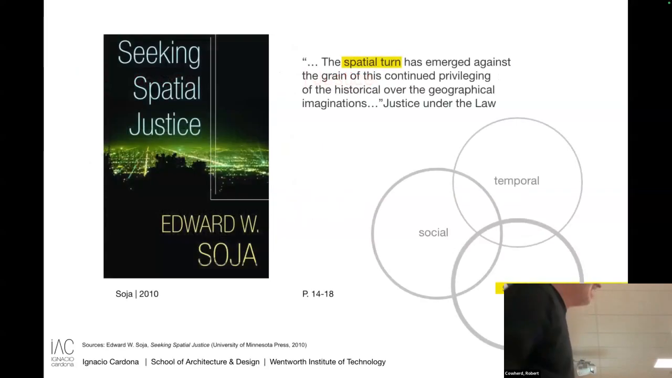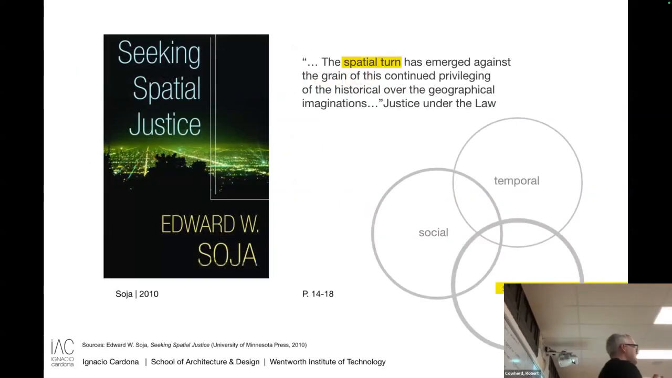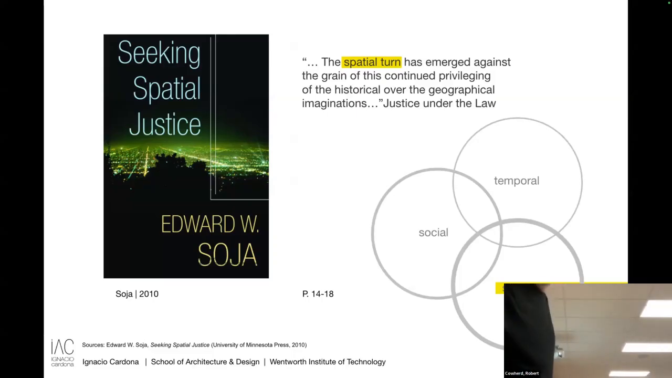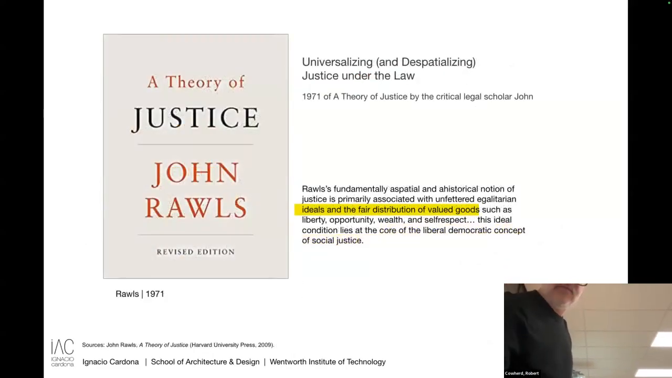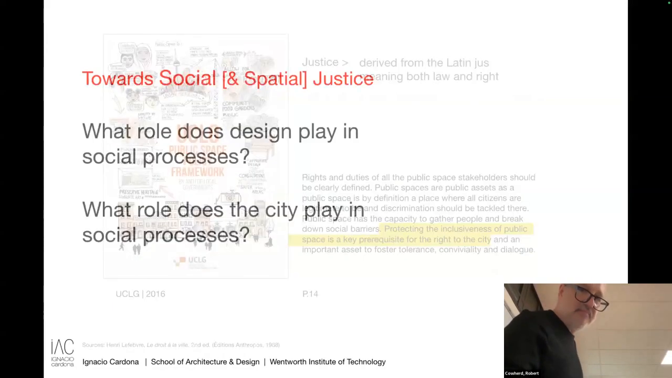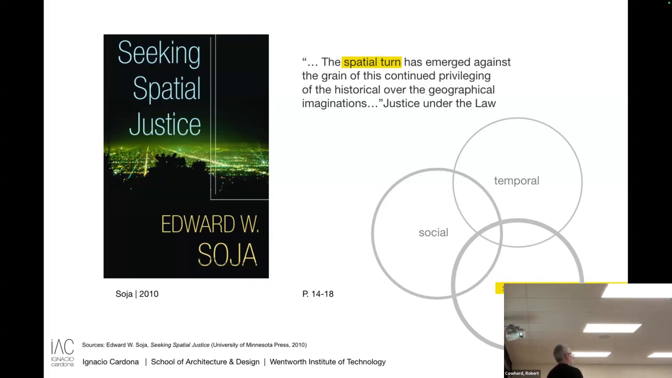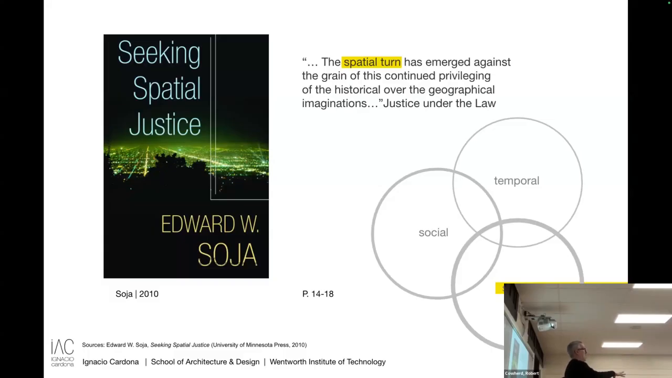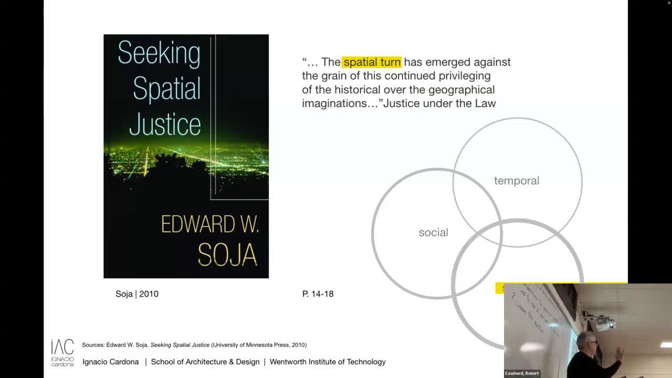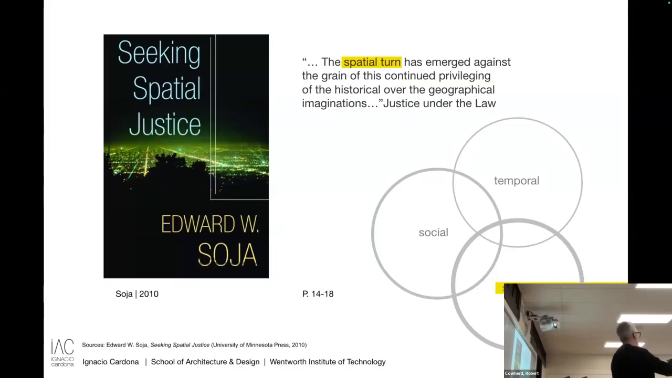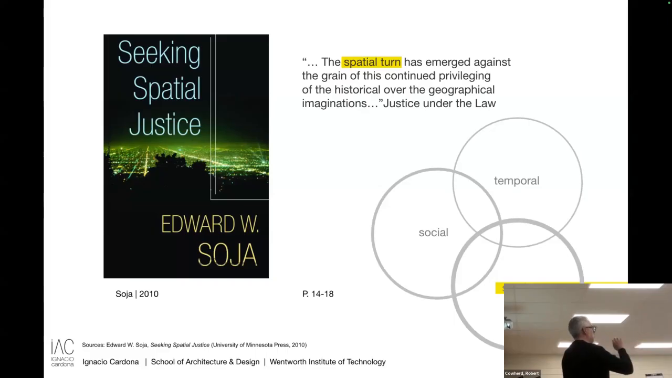But what I'm trying to say here is, remember that before, John Rawls believed that the fair distribution of valued goods is despatialized. After that, many scholars, especially Edward Soja, said, wait. Justice is not only social. Justice is also temporal. The reason certain communities now have less access to goods is because they were neglected in the past. We will talk about the color of law in the future. Do you know what redlining means? Okay, we'll talk about that later.